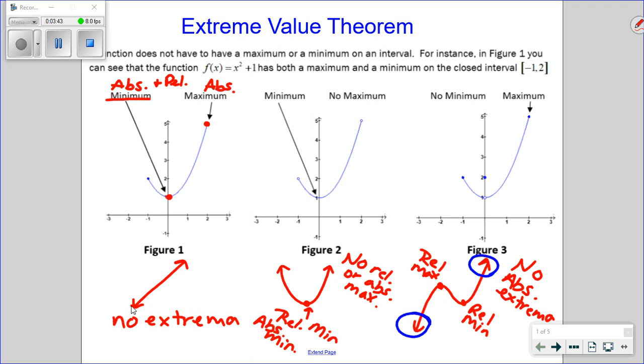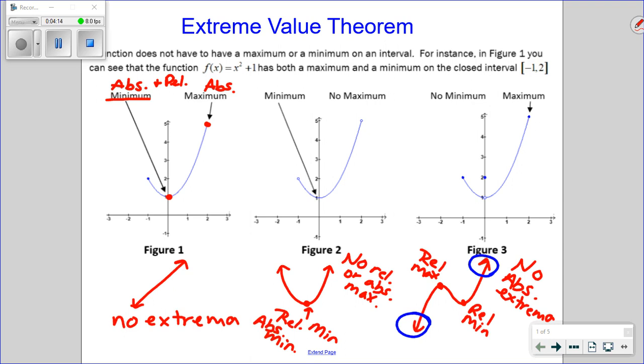Okay, so that's one key thing I need you to understand, is that endpoints cannot be classified as relative extrema. Okay, because we're not really sure what's happening on the other side of this point. This could be a turning point, or maybe it's not. Okay, so endpoints are only considered absolute or global extrema. So this first graph has both an absolute minimum and an absolute maximum.